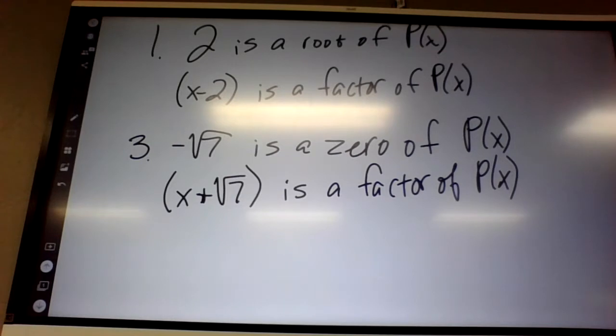So on number 2, it's a little bit different because they're starting with the factor. So if x minus 9 is a factor, then what's the root? 9. Positive. 9 is a root of the function, and 9 is a 0 of the function. So yeah, that's all.